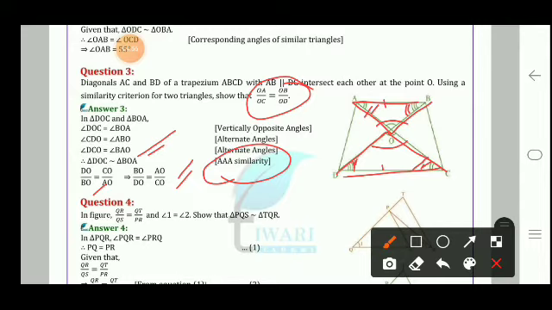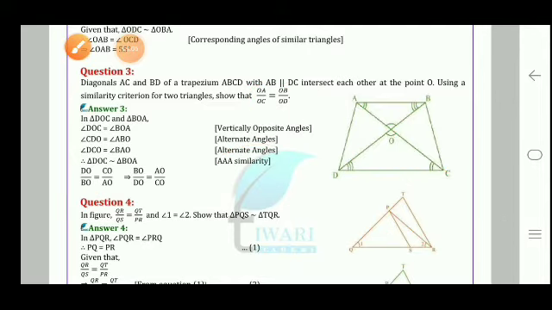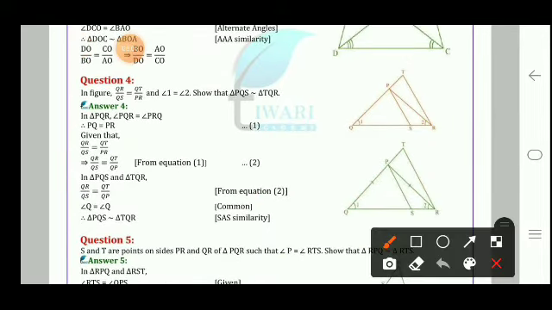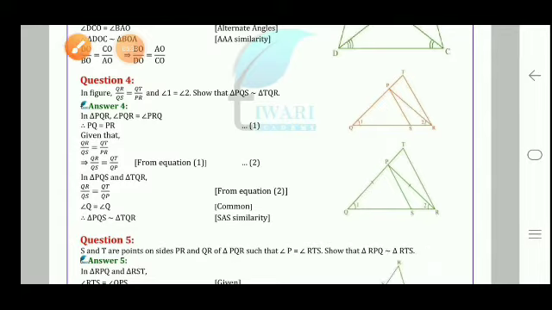Now moving towards question number 4. In the figure it is given that QR over QS is equal to QT over PR, and given that angle 1 is equal to angle 2. So this is given to us. Now in triangle PQR, angle 1 is equal to angle 2. It means that the sides PQ is equal to PR, because sides opposite to equal angles are equal. So what can we write here?